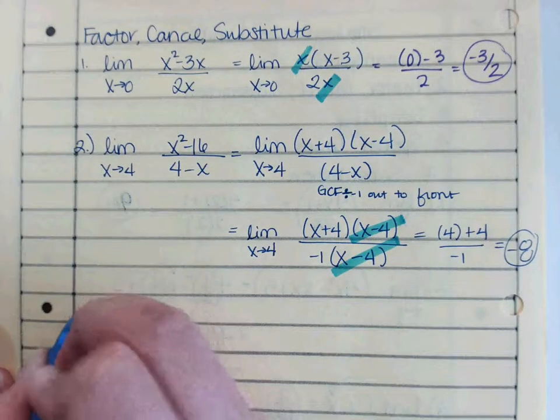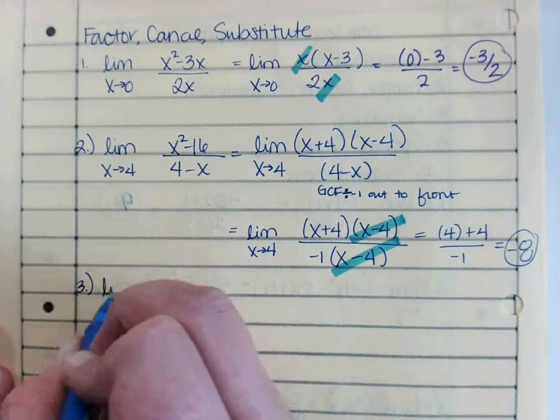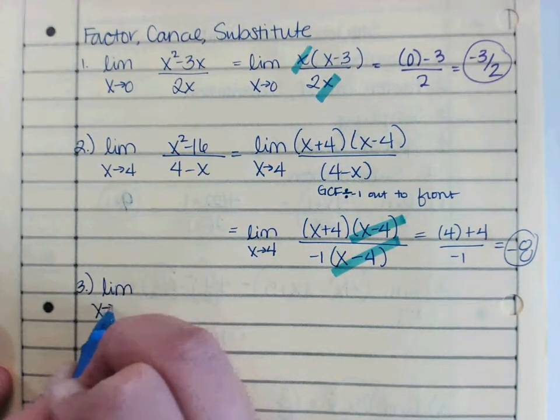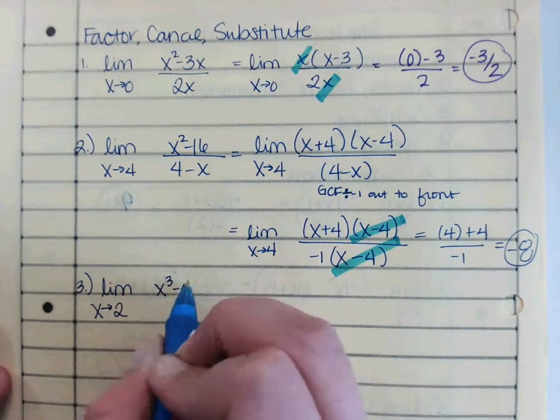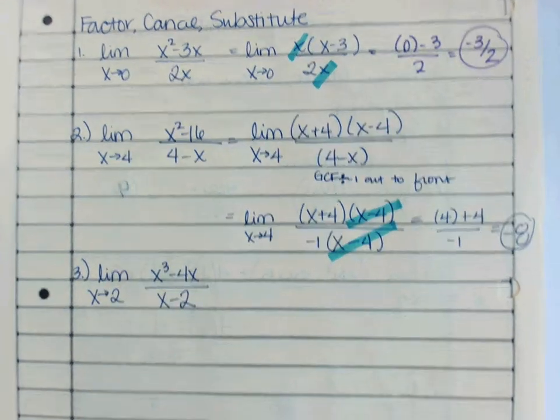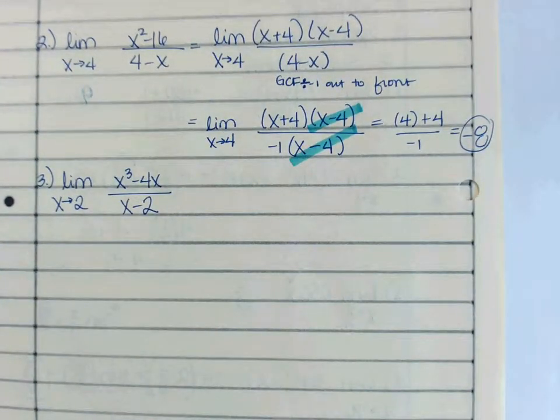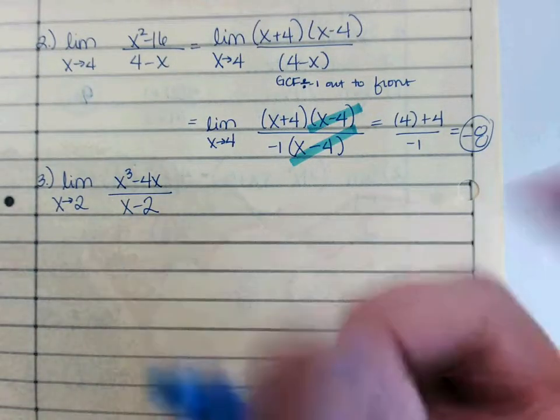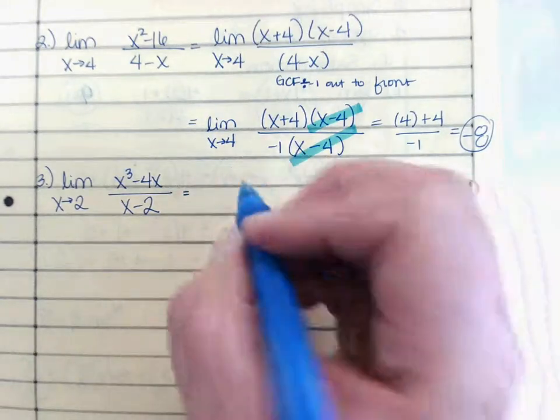Okay, next one, number 3. We have the limit as x approaches 2 of x cubed minus 4x over x minus 2. Okay, so the top is cubic. But if they both have an x, pull the x out. And then look at what's left over and see if you can factor it twice. So my first step, when I pull that x out, what am I going to be left over with?